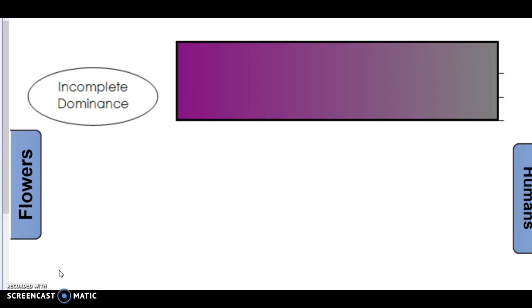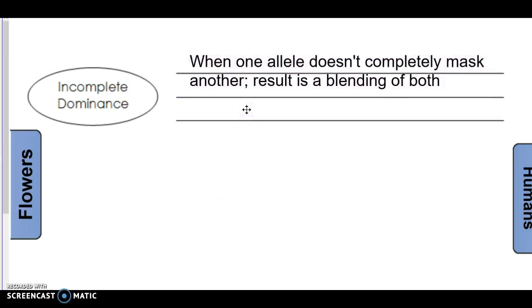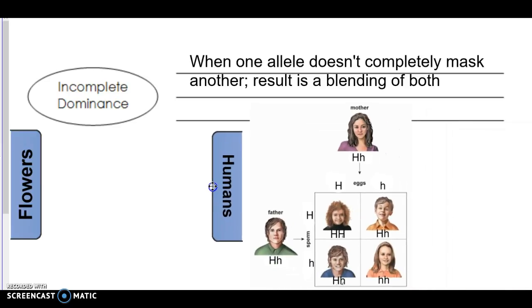So for starters, incomplete dominance is a situation where one allele doesn't completely mask another. So the result is actually kind of a blending of both. Okay, so this can happen in humans. Here's an example of it.